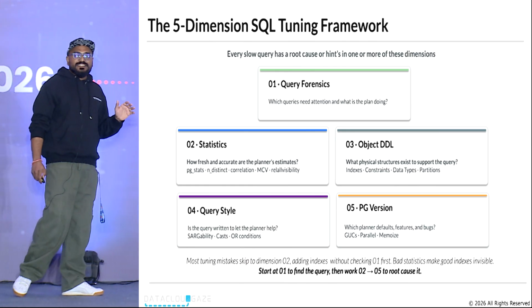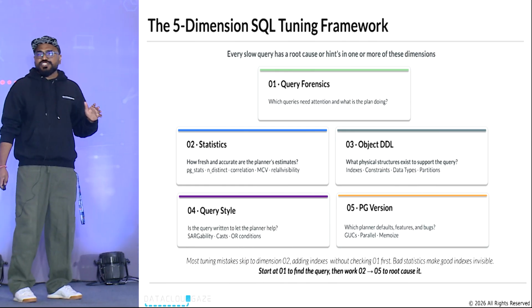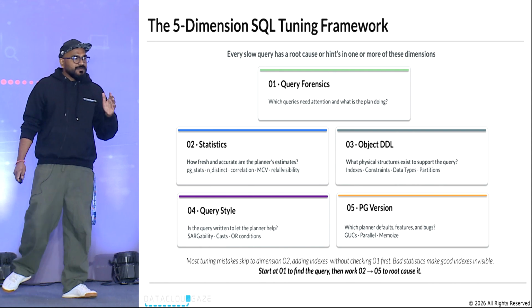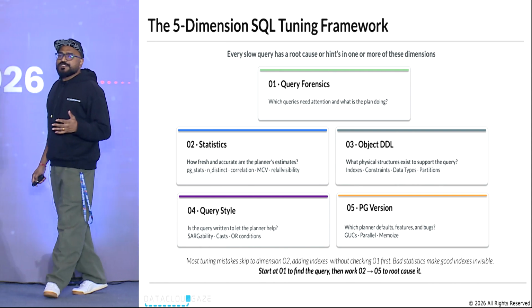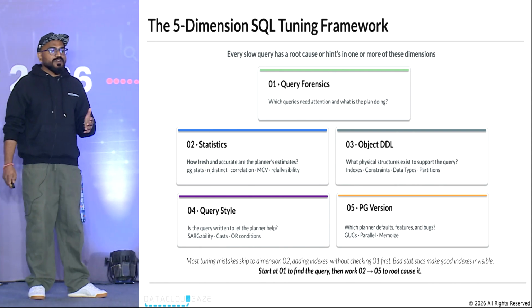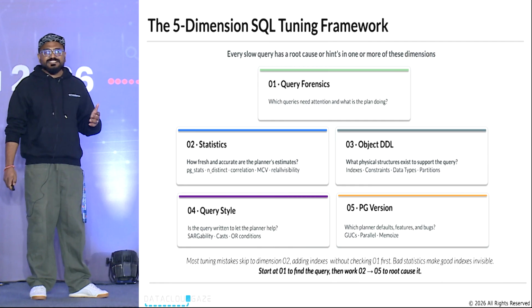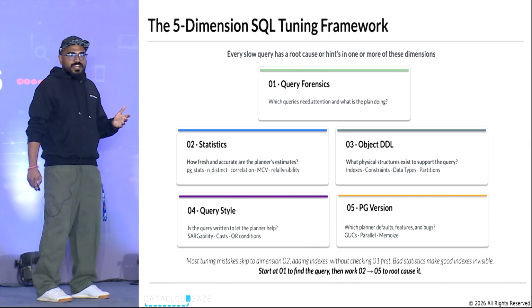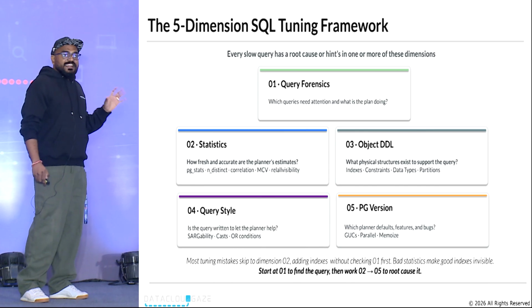And finally, the version that you are running, and GUCs and all. If you follow Postgres versions up to 18, you'll see a lot of performance improvements being added, which revolve around transformations and statistics, making sure that the planner itself does a rewrite to have a better output for your query. So overall, that is the framework.